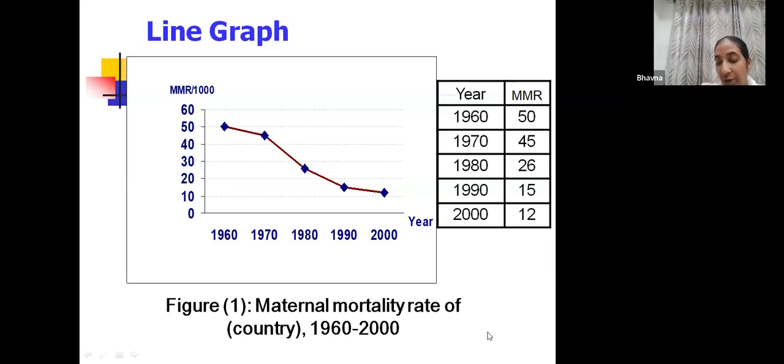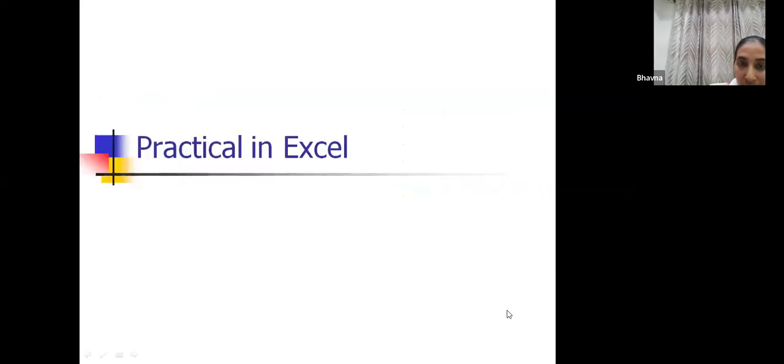Okay. And whenever you're representing biomedical data, wherever vital statistics is to be shown or represented by a diagram, you should always prefer to have a line graph. Okay. We'll practice in Excel again. We'll practice on the same data that we were practicing earlier.